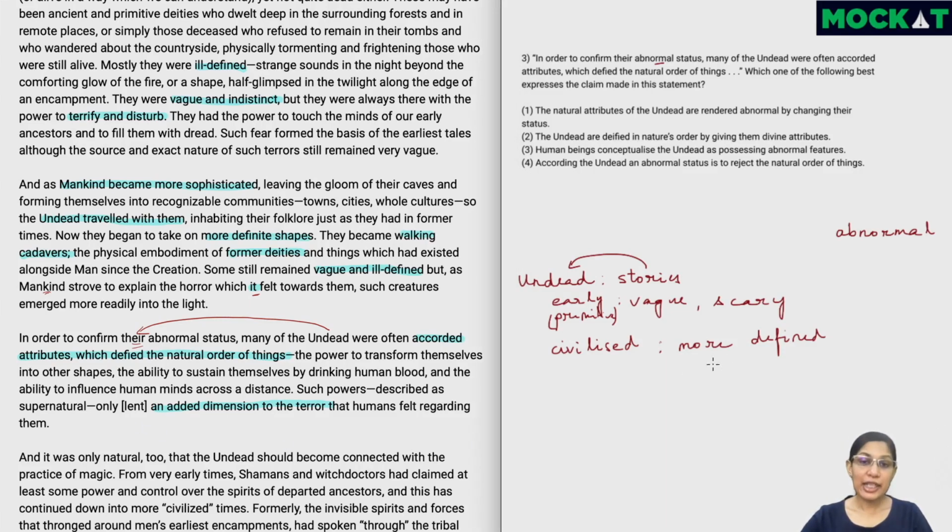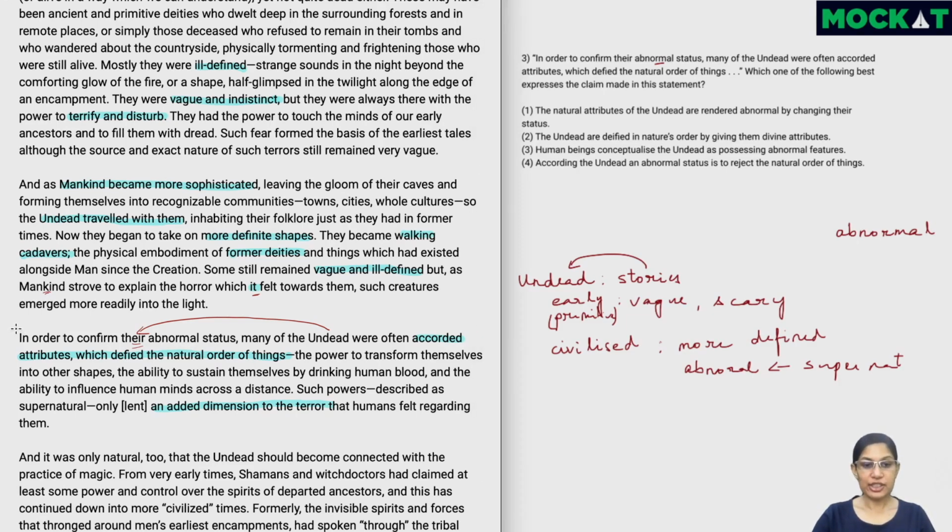So as we became more civilized and these undead became more defined, to prove that they were abnormal, they were also given these supernatural abilities like living by drinking blood, being able to change their shape, being able to influence humans and so on. And all this was done to confirm their abnormal status.